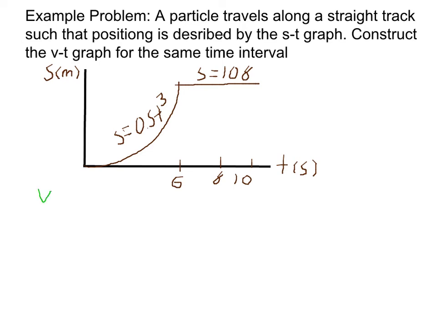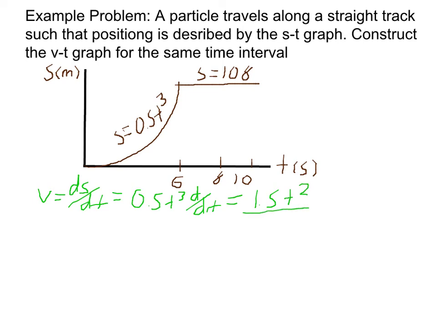So v equals ds/dt, which equals d/dt of 0.5 t to the third. If you take the derivative of that, you get 1.5 t squared. And also, d/dt of the 108 equals 0.